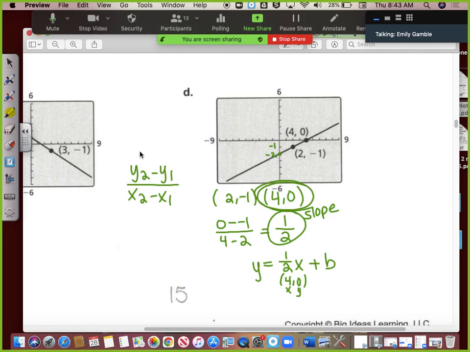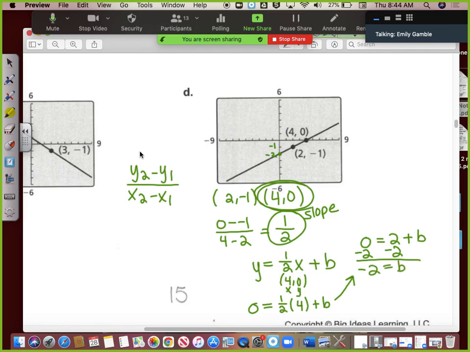When I do that, this equation turns into 0 equals 1/2 times 4, and then plus b. Then I used algebra to solve for what b is equal to. 1/2 times 4 is equal to 2, so I'll write the rest of this up here. This is going to be 0 is equal to 2 plus b. And then to solve for b, I'm going to subtract both sides by 2. 0 minus 2 is -2.